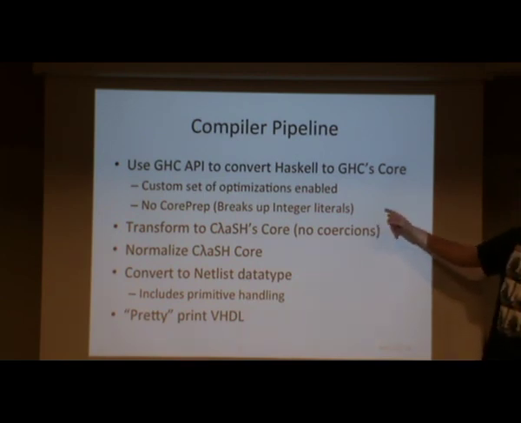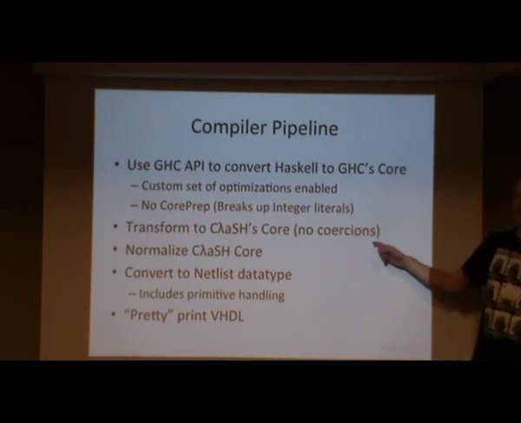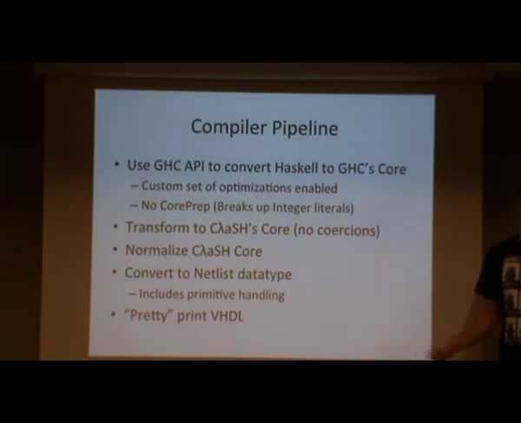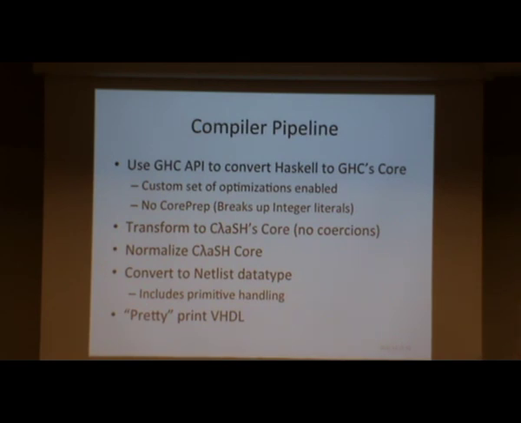For those of you that are intimately familiar with GHC, I don't run the core prep stage because it breaks up my integer literals into the integer constructor, which is annoying. I want normal integers, I don't want the representation that's used by the integer GMP library. Then, when we have the core, I translate it to my own core, where we don't have coercions anymore, because GHC's core has coercions everywhere, and they annoy my rewrite system, which has a very specific normal form. So I just get rid of them, and it works out most of the time.